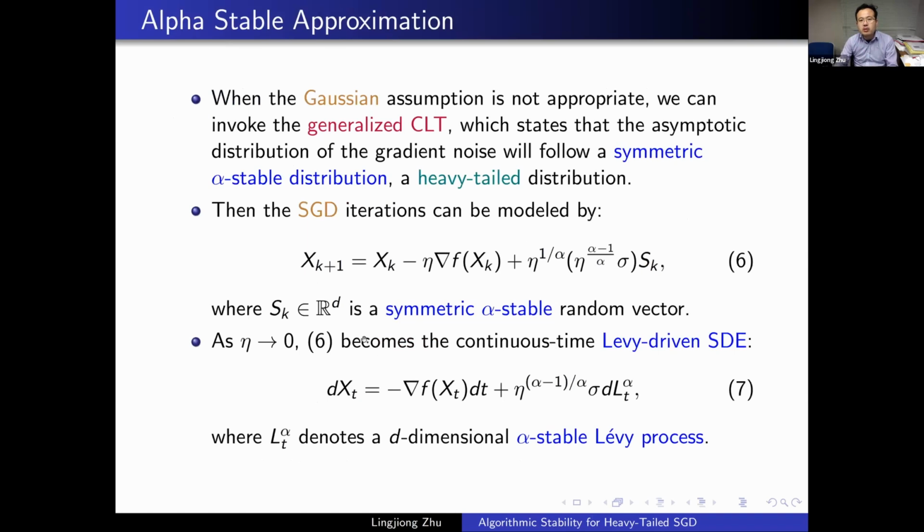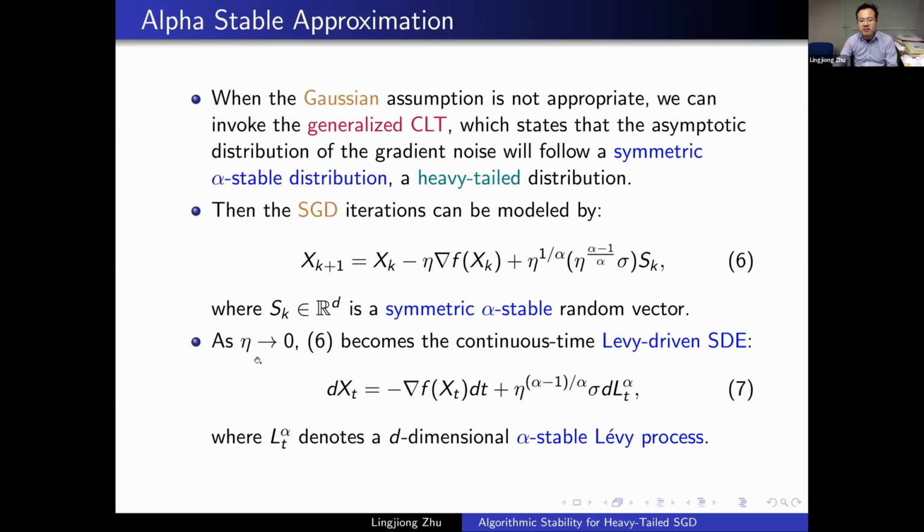Now, if the Brownian motion noise is not a good approximation, then the second natural thing to go for is the alpha-stable distribution, which appears in the limit of the generalized central limit theorem. The alpha-stable distribution is a heavy-tailed distribution. So this way, you can approximate SGD by equation 6. Instead of the Brownian noise, you just use symmetric alpha-stable noise to approximate the SGD.